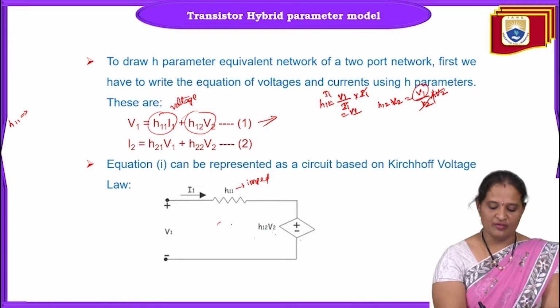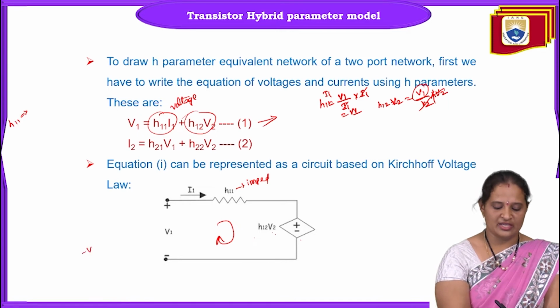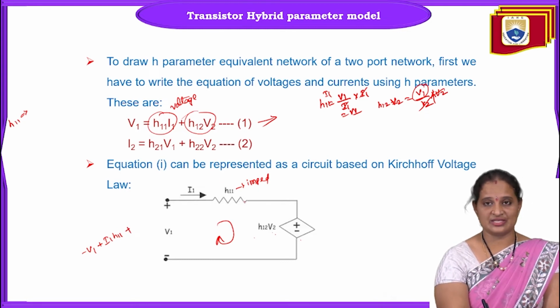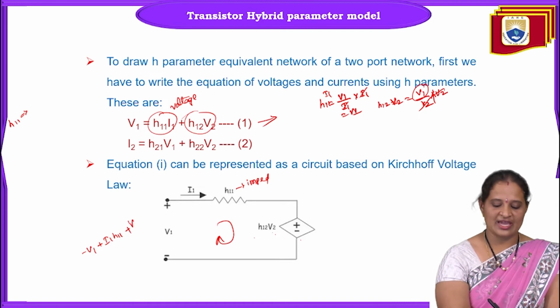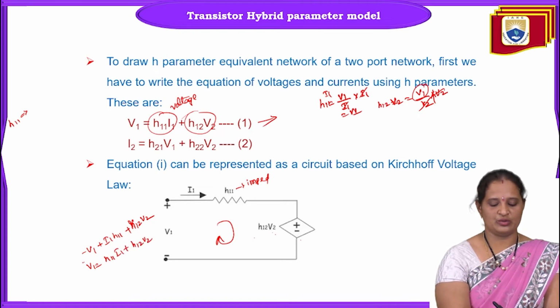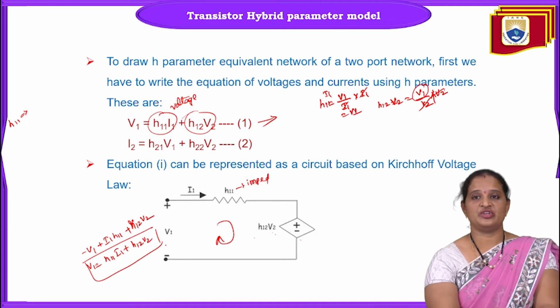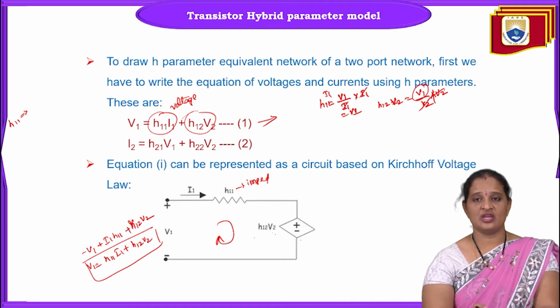H12 into V2. Now if you apply KVL here, minus V1, plus I1 into H11, because the current flowing through this resistance is I1. And what is the impedance represented with? H11. So the voltage drop across this is I1 into H11, plus this voltage, H12 into V2. I can write V1 equals H11 I1 plus H12 into V2. So this is the first equation, represented as a circuit based on KVL.